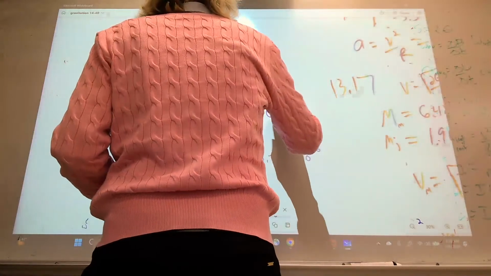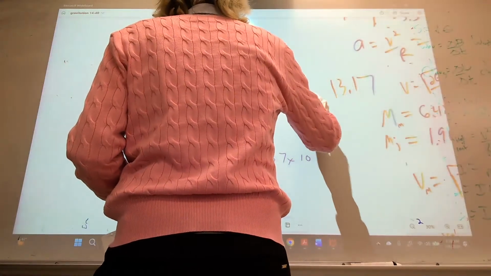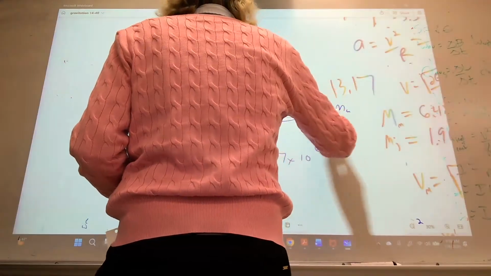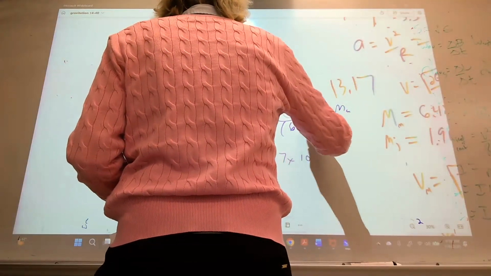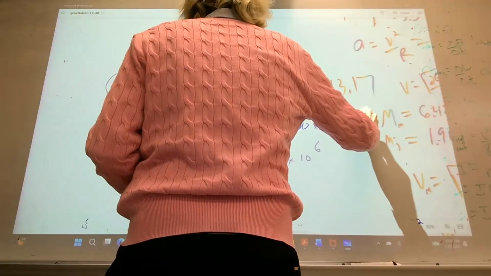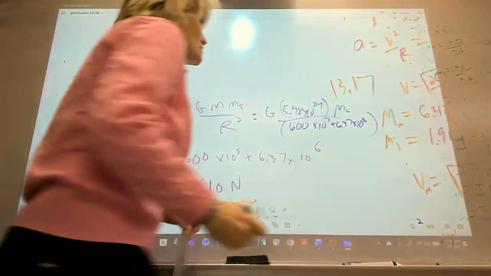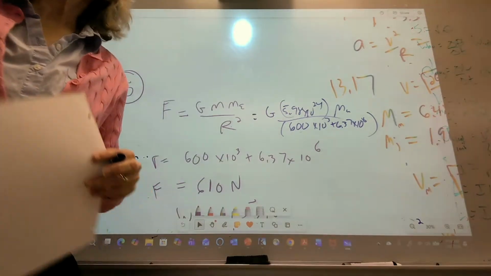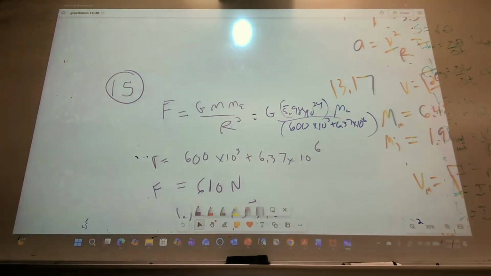So you should have gone G, 5.98 times 10 to the 24, the mass of the astronaut, divided by, and now you have to put these in parentheses correctly. You can't close your parentheses. You're dividing by the whole thing. You should get 610 newtons. Then you get a person's weight.